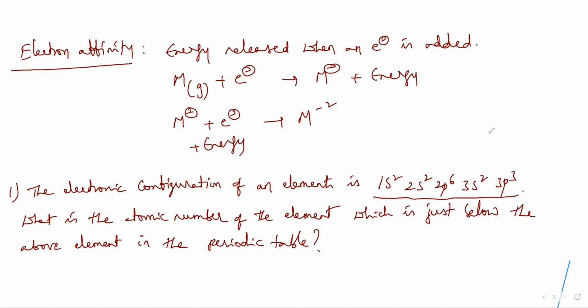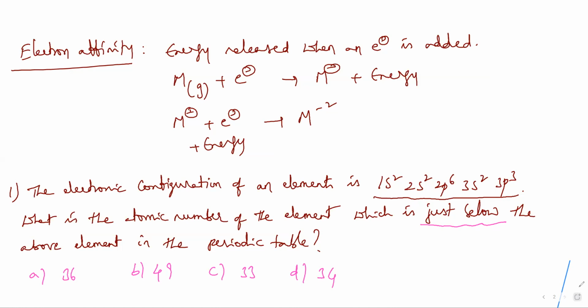Right, now in this case, the element just below the above element. That means when it comes to the given element, find out what is the element below that element. So options given are 36, 49, 33 and 34. Right, now let us consider the electronic configuration once again: 1s2, 2s2, 2p6, 3s2, 3p3.